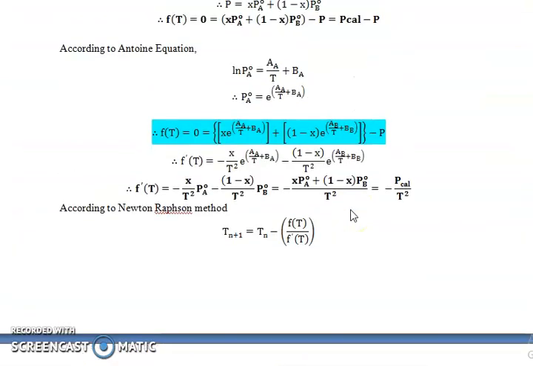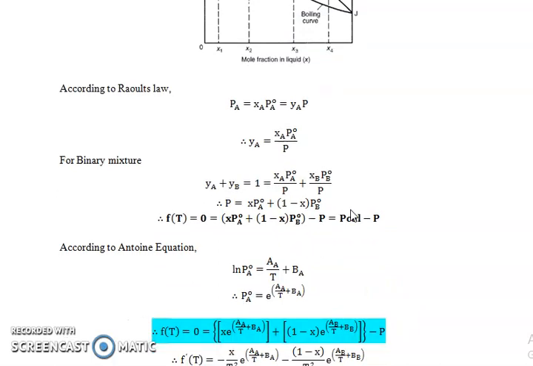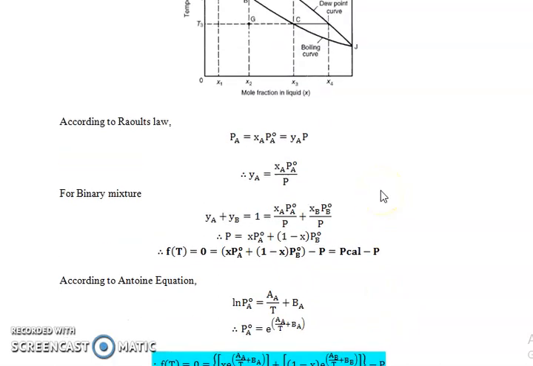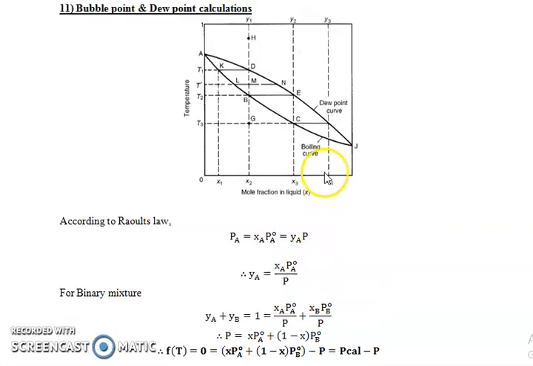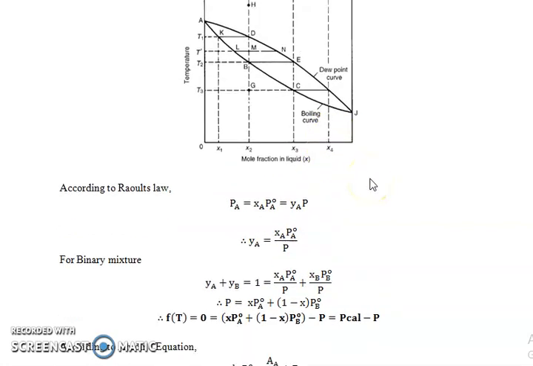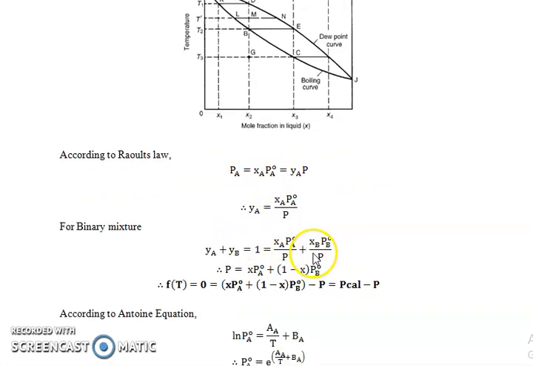So we need to know Raoult's law and the Antoine equation to form an equation. According to Raoult's law, Pa is equal to Xa into Pa saturated, which is also equal to Ya into P. Here X and Y are the mole fractions in the liquid and in the vapor. So Y can be calculated using this formula. Again, for the B component, the second component of the binary mixture, it will be calculated by this formula or using the above formula.